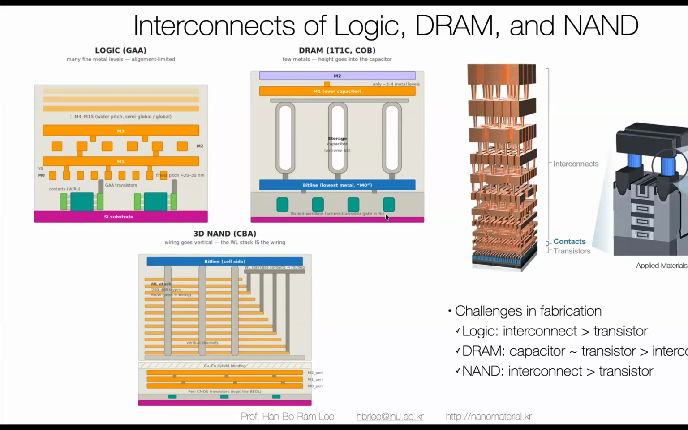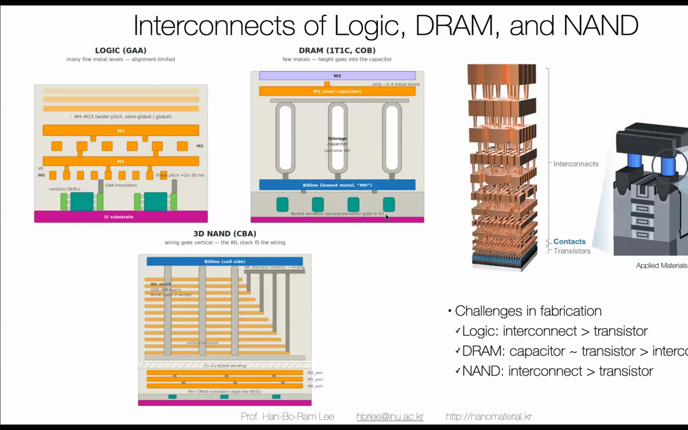But think about this. This is a DRAM structure. Transistor here, 1 cell. DRAM is composed of one transistor and one capacitor. We say one cell. And this memory capacity is decided by the size of this capacitor. Most of the problem came from the capacitor.